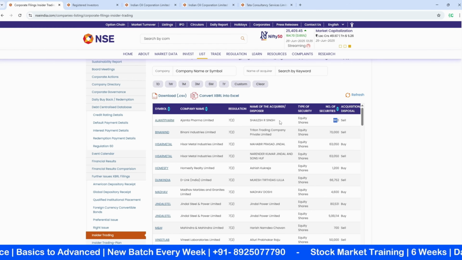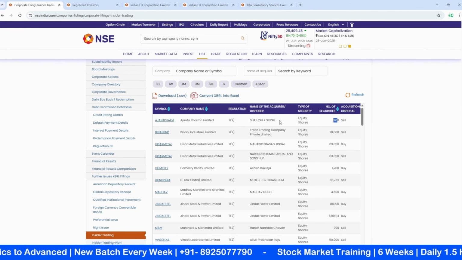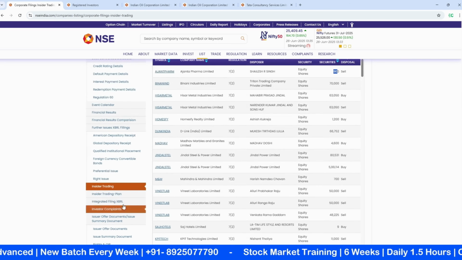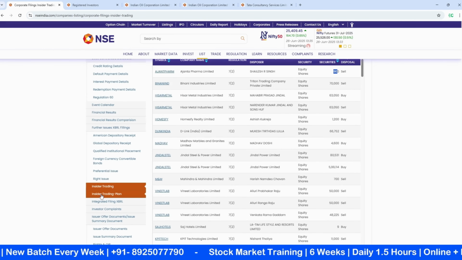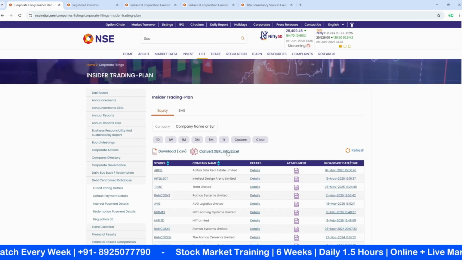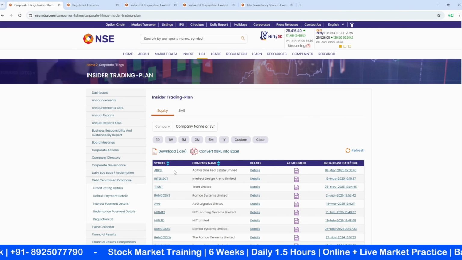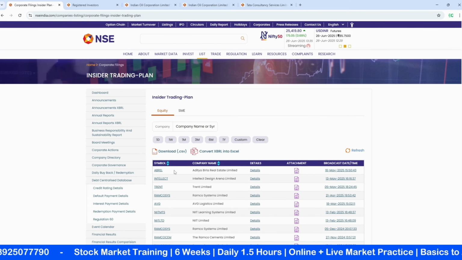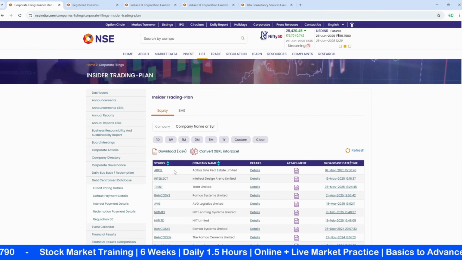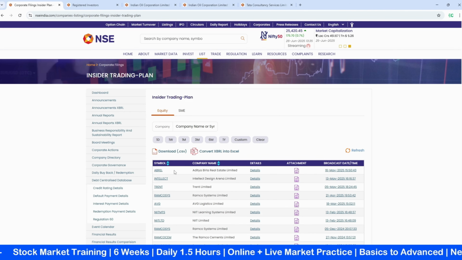And for a trader, if you want to know what's happening now, I request you to look at the insider trading plan, because this gives you clarity. This gives you clarity when an insider proposes in advance with SEBI that I wish to sell. That detail is even available here.